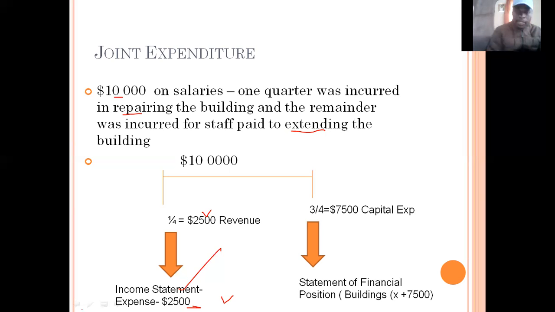But how do you treat this capital expenditure? That's the bigger question that you might have here. 7,500 is a capital expenditure, and remember that capital expenditure is not recorded in the income statement. It is recorded in the statement of financial position. So you go to your SFP, your balance sheet, there will be a value for the building there. Then you add this 7,500 extension to the value of the fixed asset, and you get the new value for the land and building, which is X plus $7,500.